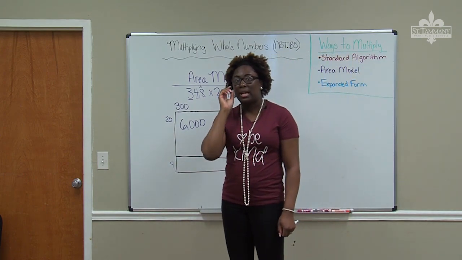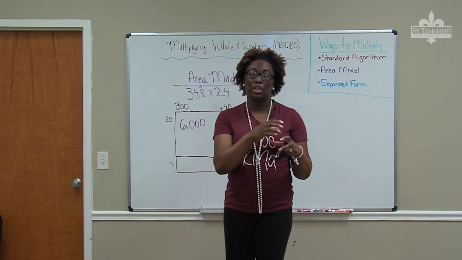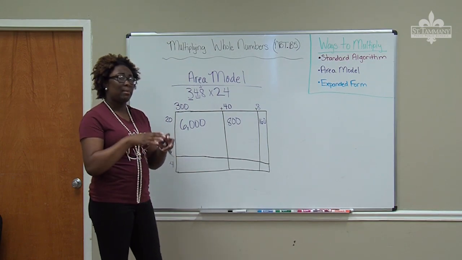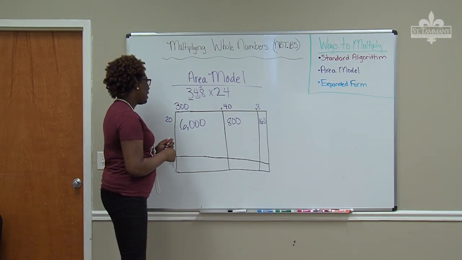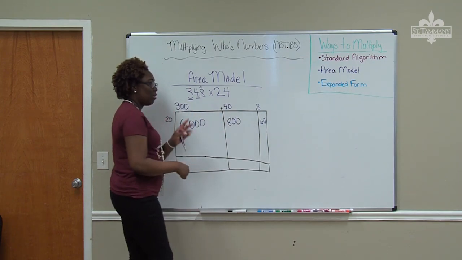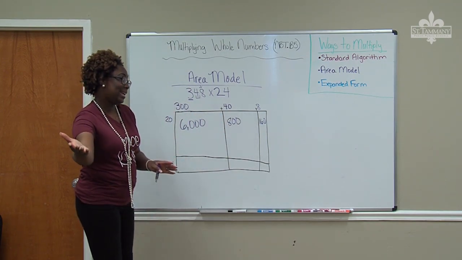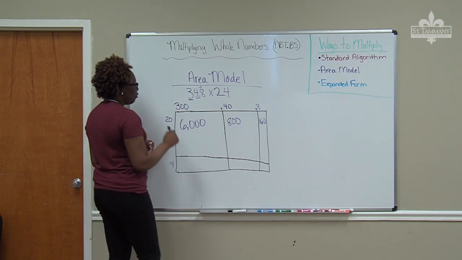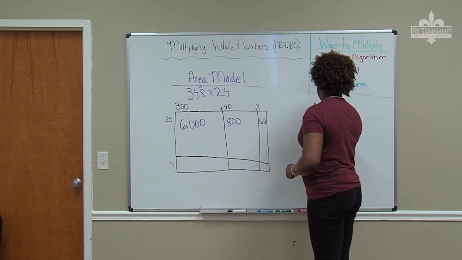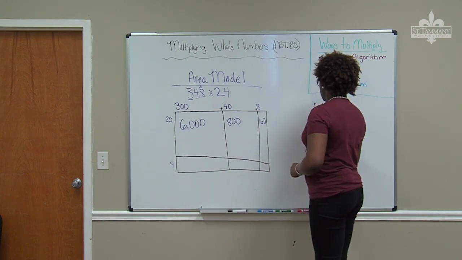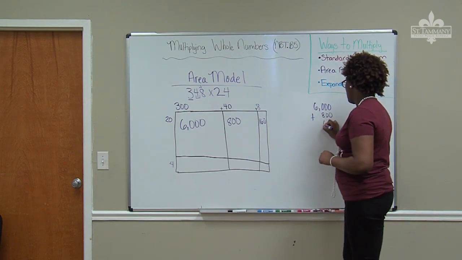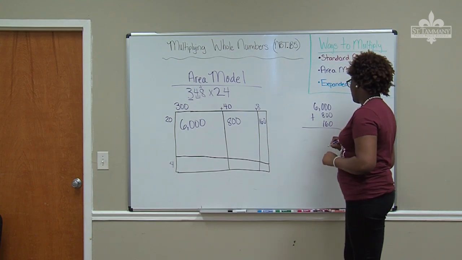Well, what I'm going to do, guys, is take each of those products and add them together. And how do I know that they're products? Because I had to multiply each of those. So we know a factor times a factor gives us a product. So I'm going to move over here and take these 3 products and add them together. So I have 6,000 plus 800 plus 160.